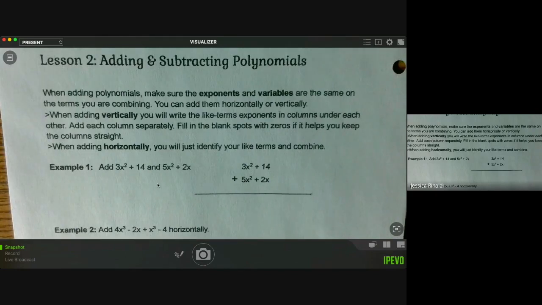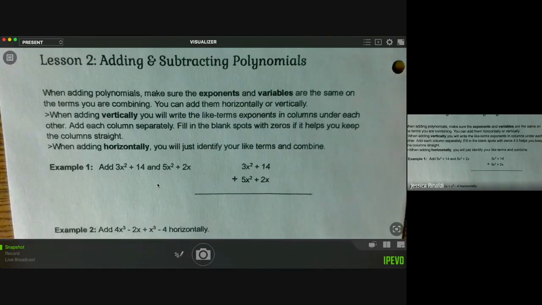You can add them horizontally. I'm not going to tell you which way to do, okay? That's up to you. I'm going to show you both ways, and you pick which one you like to do better, okay? When you add them vertically, you're going to write the like term exponents in columns under each other. Add each column separately. Fill in the blank spots with zeros if it helps you. When adding horizontally, you can just identify your like terms and combine them. And that's how we've done it in the past. I'm going to show you both ways, okay?